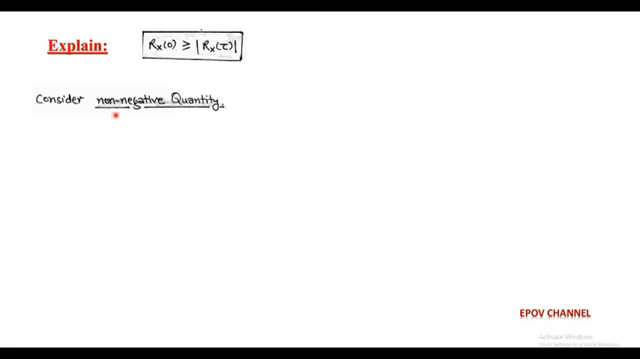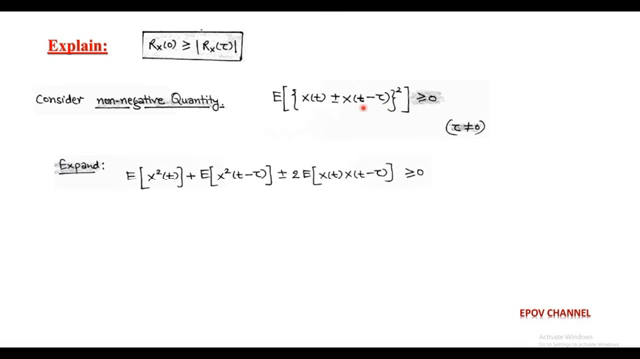So here the non-negative quantity of the random process x(t) is expressed as the expectation of [x(t) plus or minus x(t minus tau)] whole square. That must be greater than or equal to 0, which means it is a non-negative quantity, and here tau is not equal to 0. After this we expand this using the formula of (a plus b) whole square. So it becomes the expectation of x square t plus the expectation of x square (t minus tau) plus or minus twice the expectation of x(t) x(t minus tau), and this value is greater than or equal to 0.